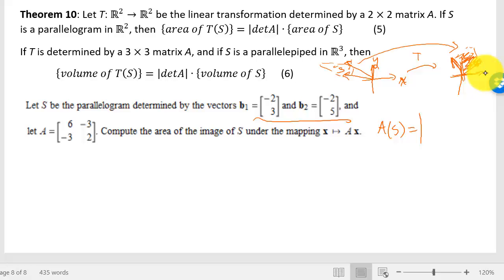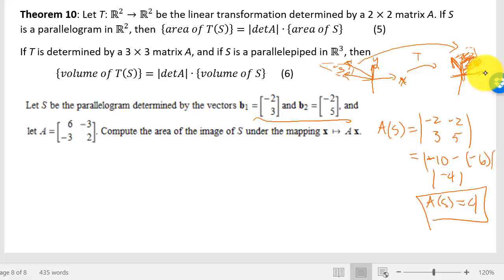All right, so let's take a look at the original parallelogram, and the area of S is going to be the determinant of the matrix made up by these two column vectors. And then we want to take the absolute value of this as well, in case it comes out to be negative. So we have negative 10 minus negative 6, and this comes out to be negative 4, but we want the absolute value of that. So the area of S is going to be positive 4. Okay. And so now we want to find the determinant of the A matrix, the transformation matrix.